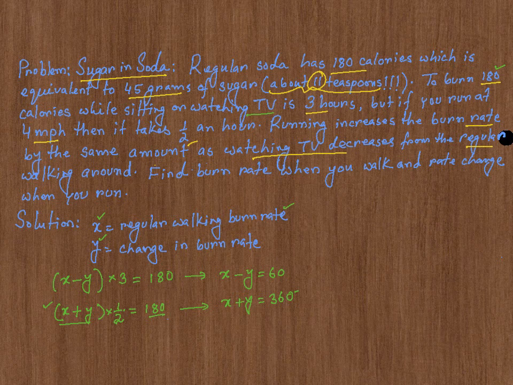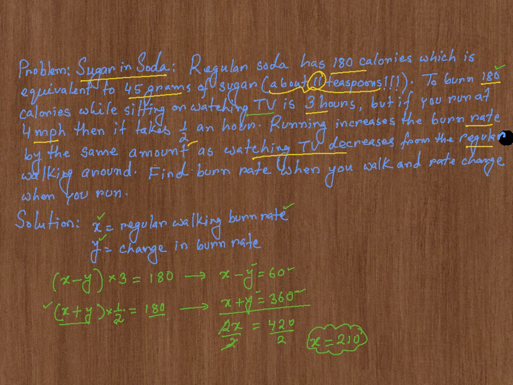Now these two equations are very easy to solve. I can just add them. That's going to give me 2X on the left hand side. Positive Y and negative Y cancel out. On the right hand side, 360 plus 60 is 420. Now I divide both sides by 2 to solve for X. The 2 and 2 cancel out. That gives me X is equal to 210 calories per hour. So the burn rate is 210.